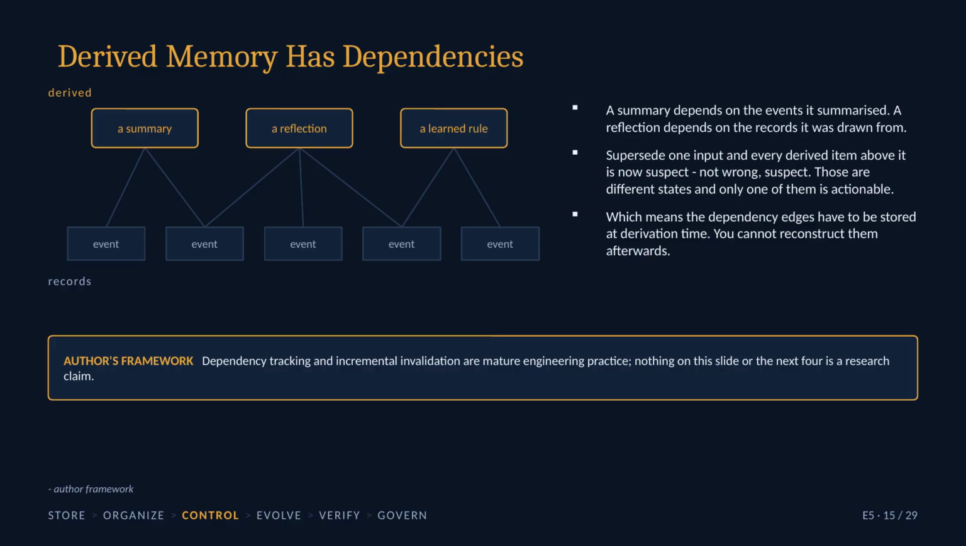Now the part of this episode that is engineering rather than literature, and I will mark it as such on every slide. Memory is not flat. A summary depends on the events it summarized, a reflection depends on the records it was drawn from, a learned rule depends on the cases that taught it. So when you supersede one input, every derived item above it is now suspect. Suspect, not wrong. Those are different states, and only one of them is actionable. The consequence for implementation is immediate and often missed. The dependency edges have to be recorded at derivation time, because you cannot reconstruct them afterwards from the artifacts.